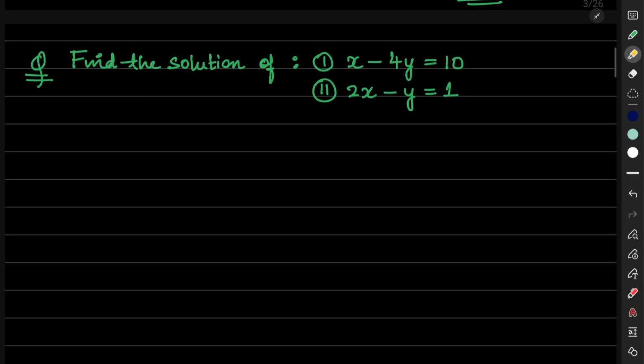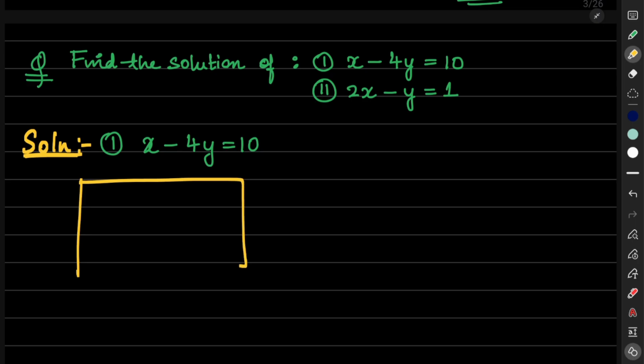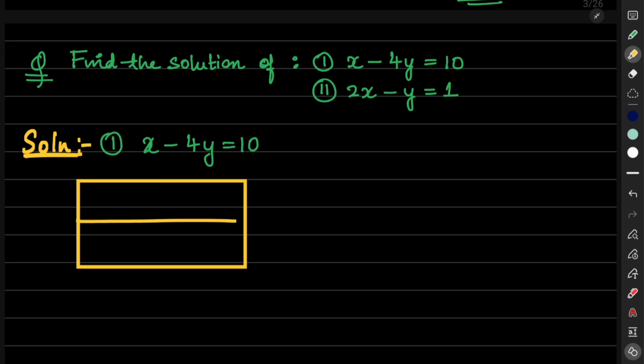Find the solution of the following. You are given a linear equation in two variables and you have to write the solution. The first one: x minus 4y equal to 10. What is the first thing that you will do? You're just asked to find a solution, just one solution is what they are asking. So again, let me put a box and I will draw an x and a y column. You will probably get two solutions. Same way for the other question also.